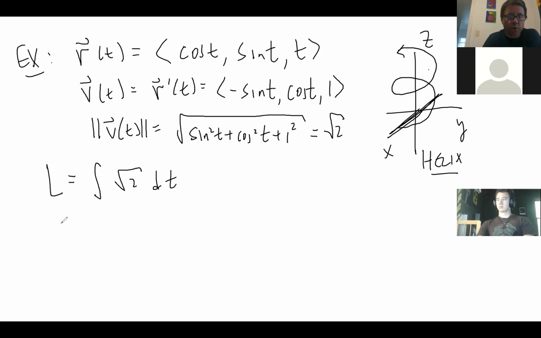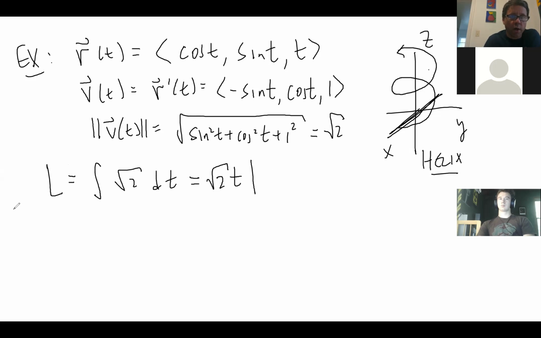Now, we'll put the bounds in here. That's the general formula. Well, I guess I can just go ahead and write this out. Square root 2, so if I integrate square root 2, I get square root 2 t, and then I'm going to want to put the bounds in. But let me adjust the bounds in a couple different ways.